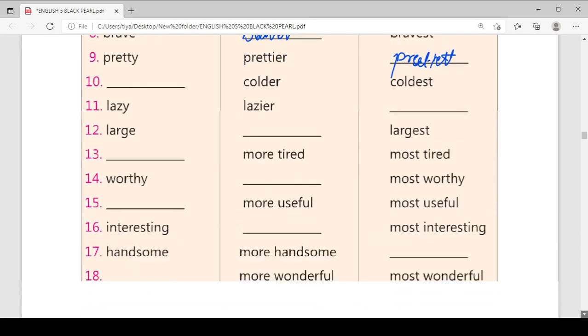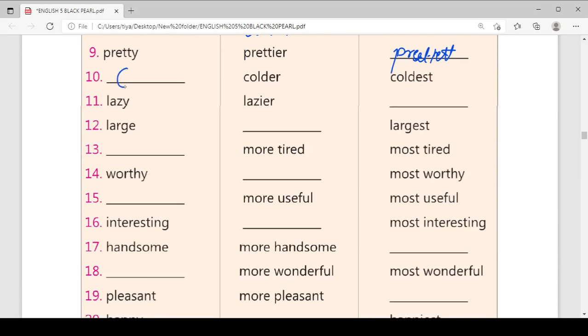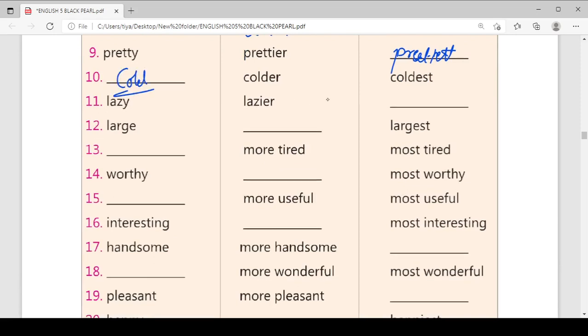Old, older, oldest. Simple, very simple degrees. Lazy, lazier, laziest; large, larger, largest.